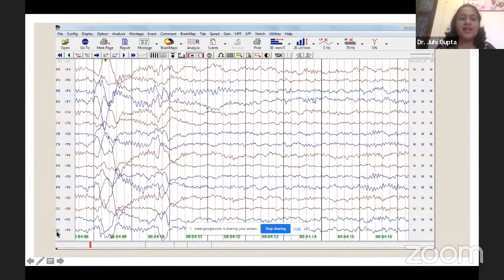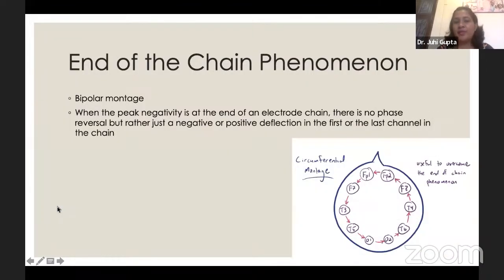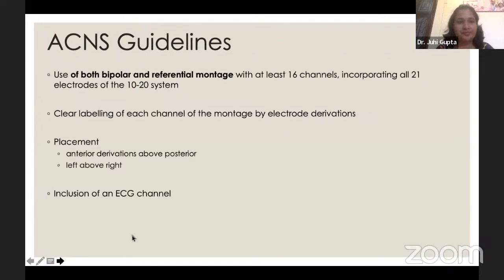But if the EEG potential is maximum negative at O1, then you need O1 with reference to O2. So a circular montage is of help during that time. It is also known as a circumferential montage, which also shows you these end of chains with reference. So FP1 to FP2 or O1 to O2. So this is used to overcome this end of chain phenomenon.